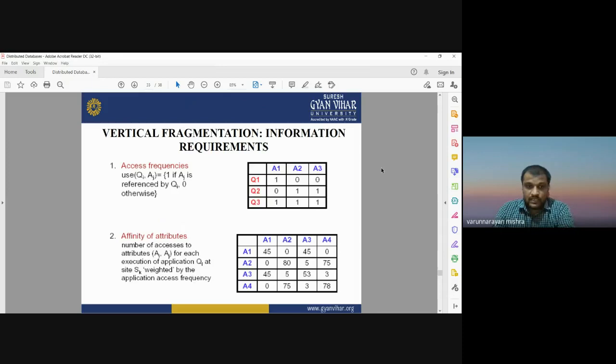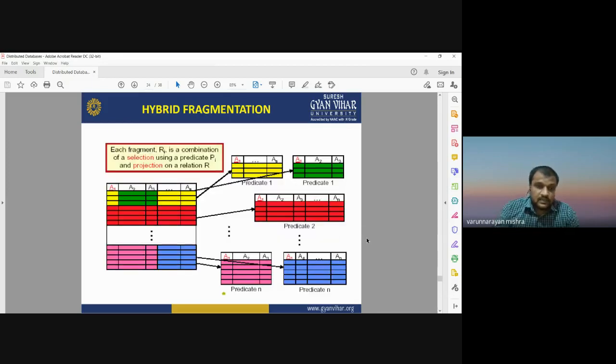Now moving to the next slide. The third type of fragmentation is hybrid fragmentation. Hybrid fragmentation includes both vertical fragmentation as well as horizontal fragmentation. In this kind of fragmentation, each fragment Ri is a combination of a selection using a predicate Pi and a projection on a relation R. So it includes both fragmentation processes, horizontal and vertical.